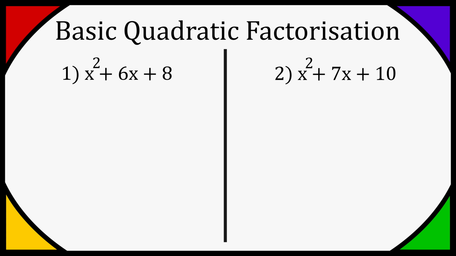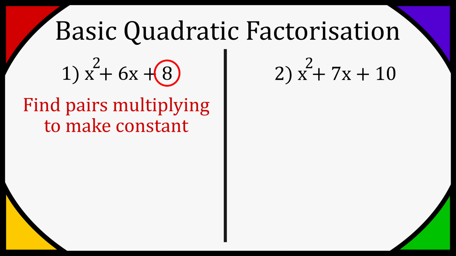want to do is look at the constant, so that's the number on the far end by itself, and work out which pairs of numbers multiply to make that number. So for example, we have 1 times 8, that equals 8, 2 times 4, 4 times 2, and 8 times 1. So now we cross out the repeated pairs because we have obviously 2 times 4 and then 4 times 2, and then 1 times 8 and 8 times 1.